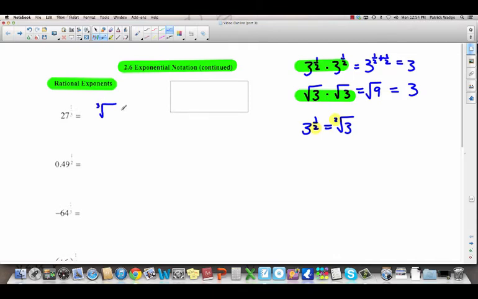It's a cube root. What goes into it? Whatever the base was, 27. So the cube root of 27. What multiplies by itself 3 times to get 27? It's 3. 3 times 3 times 3 equals 27.